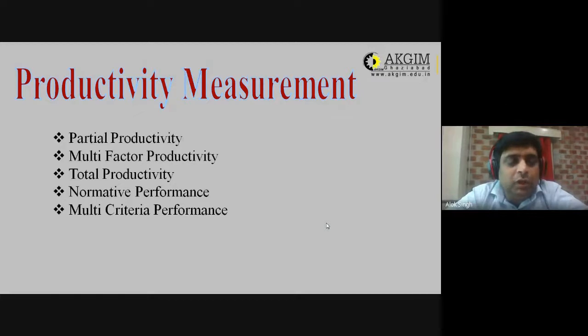Similarly, next is total productivity. What is total productivity? It means total output divided by total input. It may be tangible, it may be intangible, it may be both. In terms of a product, in terms of the production concept, it is known as tangible output. In terms of product as well as services, it is total tangible and intangible output divided by total tangible and intangible inputs. And if you want to calculate the total productivity of services, you will check total intangible output divided by total intangible input.